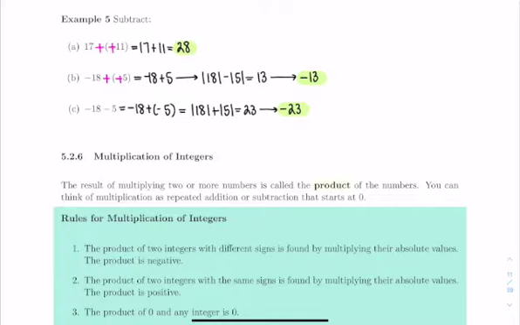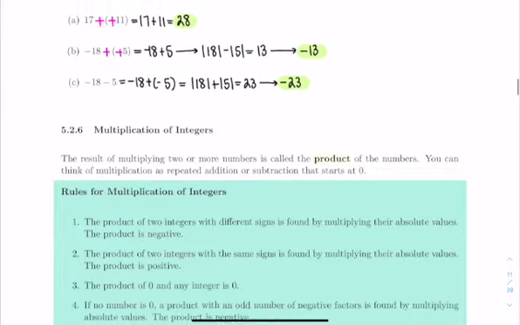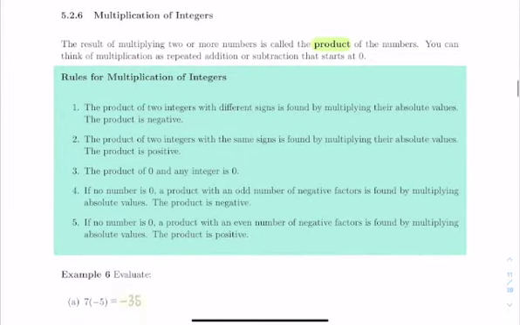Multiplication of integers. The result of multiplying two or more numbers is called the product of the numbers. You can think of multiplication as repeated addition or subtraction that starts at 0. So the rules for multiplication of integers: the product of two integers with different signs is found by multiplying their absolute values, and the product is negative. The product of two integers with the same sign is found by multiplying their absolute values, and their product is positive. The product of 0 and any integer is 0.